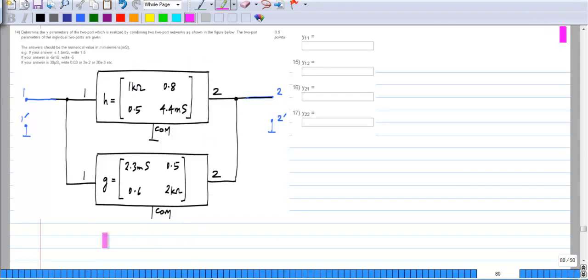And finally, this question here shows two port networks connected in some way, and you can easily see that they are connected in parallel. H parameters are given for one and G parameters are given for the other one, and you should find the Y parameters of the combined network.